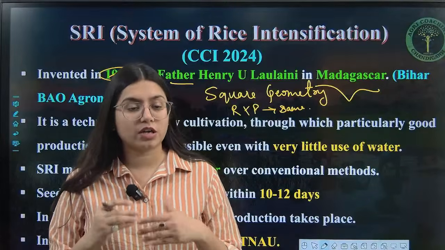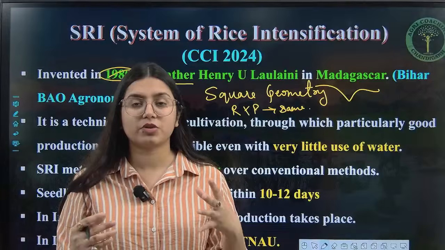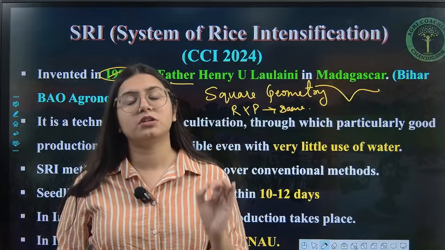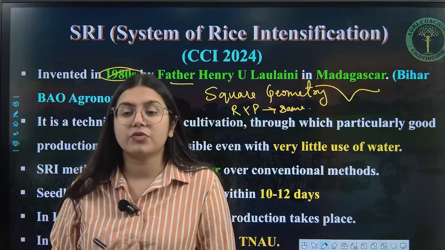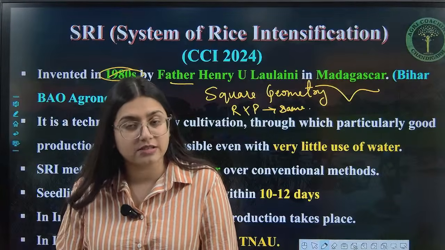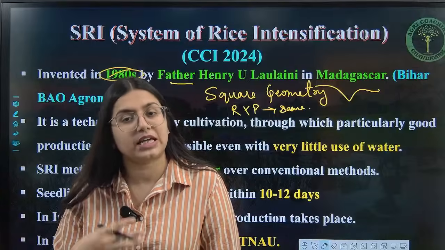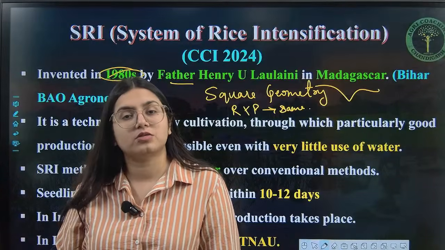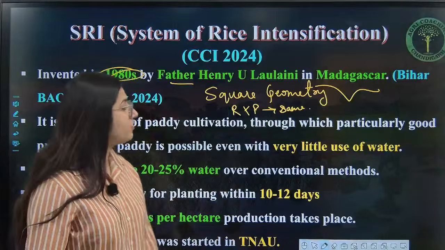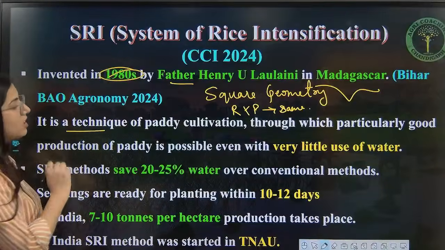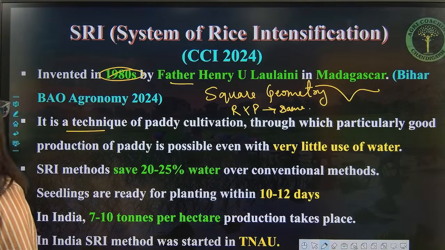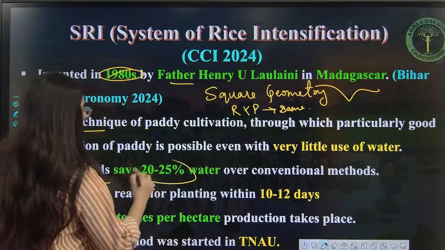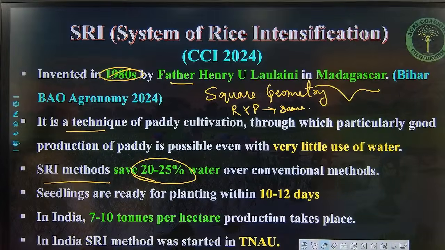If we are growing in a square pattern, in a square geometry, then each and every individual plant is able to utilize the resources in a better way. As a result, we get a good number of tillers, resulting in better grain development and better yield. This concept is known as SRI, the System of Rice Intensification. It is a technique of paddy cultivation through which particularly good production of paddy is possible even with very little use of water. The SRI method saves around 20 to 25% of water over conventional methods.